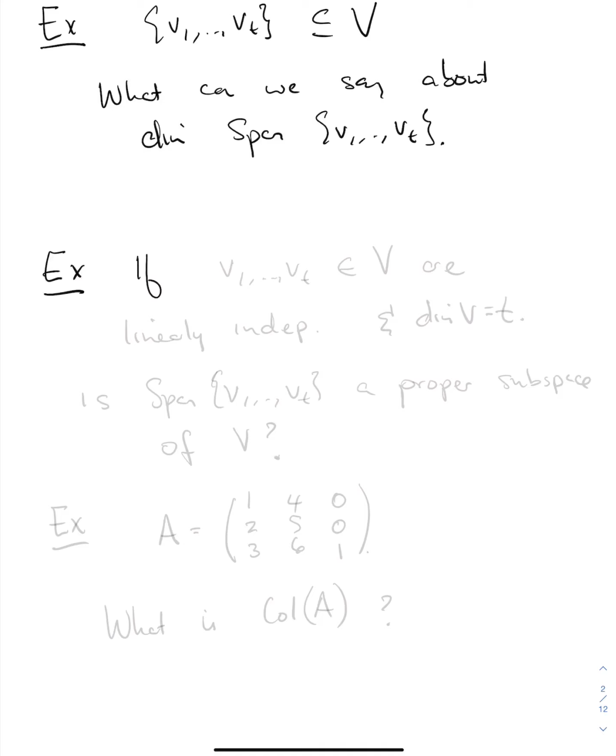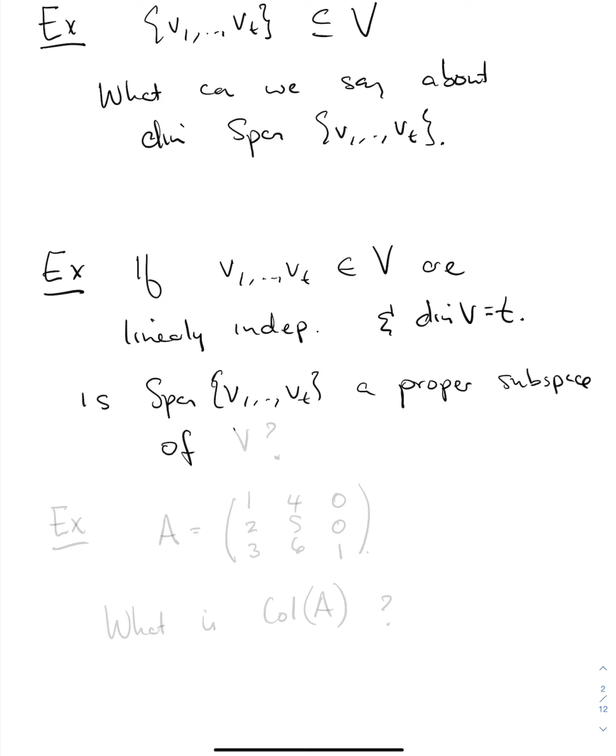Exercise. Say v1 through vt are vectors in our vector space, and they're linearly independent, and the dimension of V itself is t. The question is, is the span of v1 through vt a proper subspace of V?